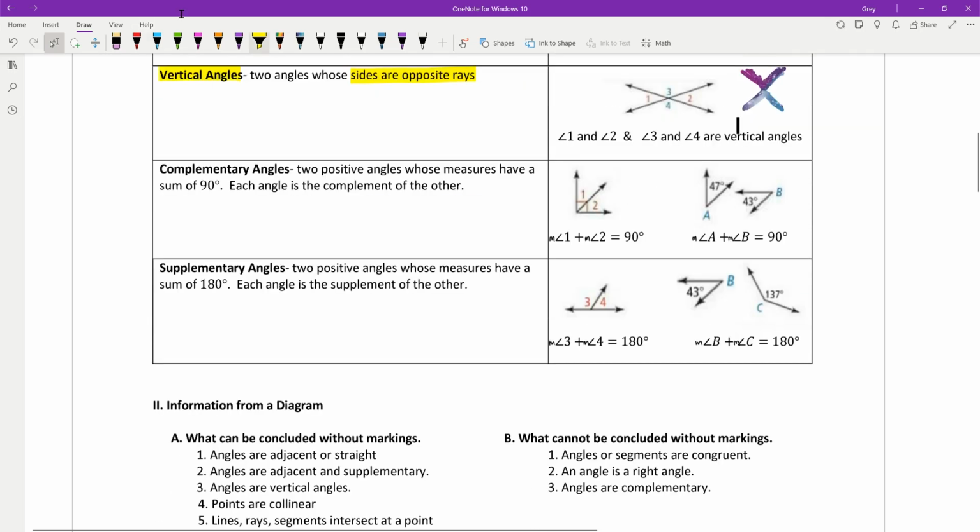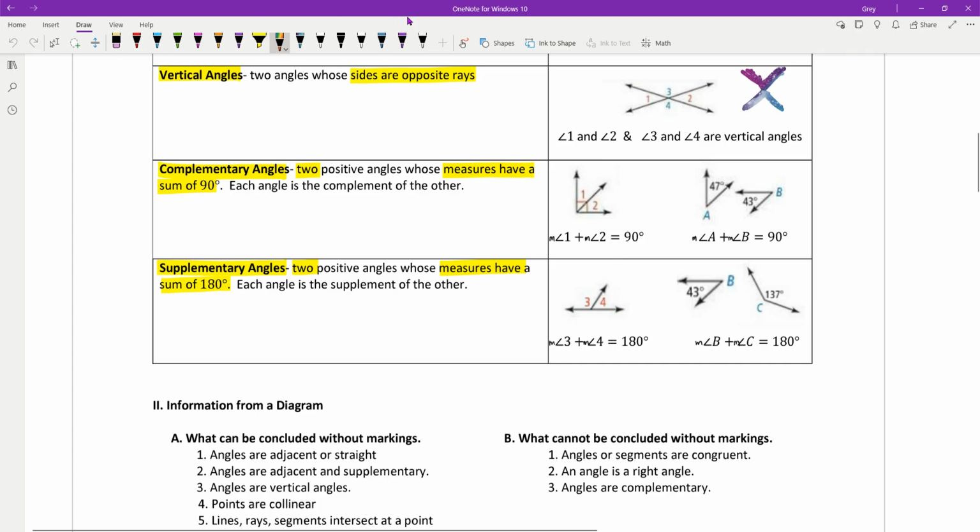Okay. Next, we have complementary and supplementary angles. Complementary angles are two angles whose measures have a sum of 90 degrees. Supplementary, two positive angles whose measures have a sum of 180 degrees. Okay, so here are some examples of the pictures. They don't have to be adjacent. Most times they are. But complementary adds up to 90. Supplementary adds up to 180. You're going to get confused on that.